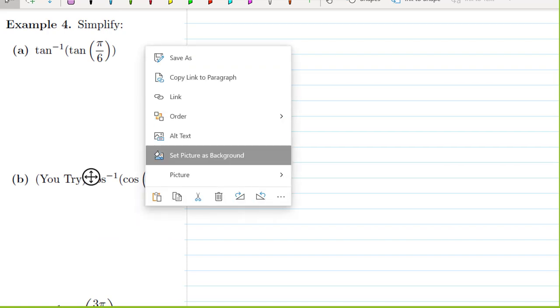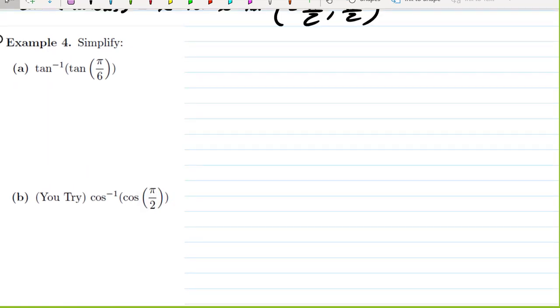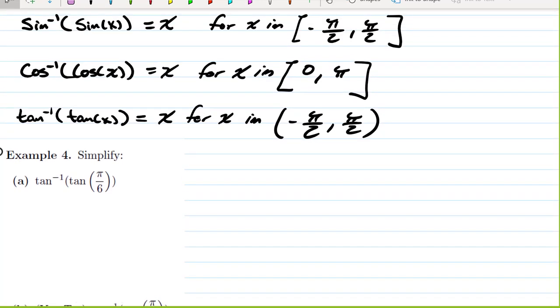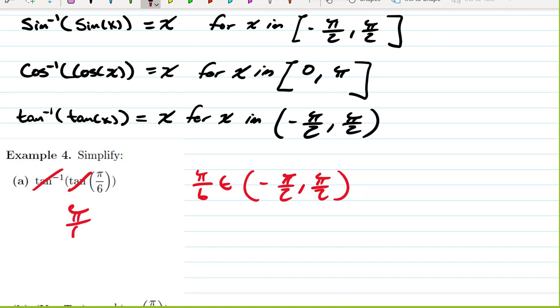All right, so for the first one, we have tangent inverse of the tangent of pi/6. Tangent inverse of tangent of x is equal to x as long as x is in between -pi/2 and pi/2. So pi/6 is in negative pi over 2 to pi over 2. So then those two cancel, and the answer is just pi over 6.